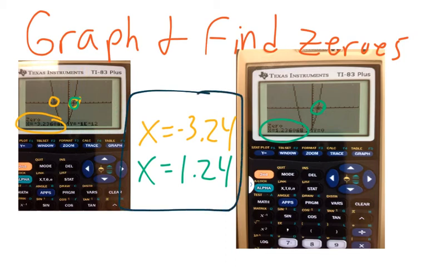Again, they're not whole numbers. The original equation doesn't factor. So this is the best method to use in my opinion.